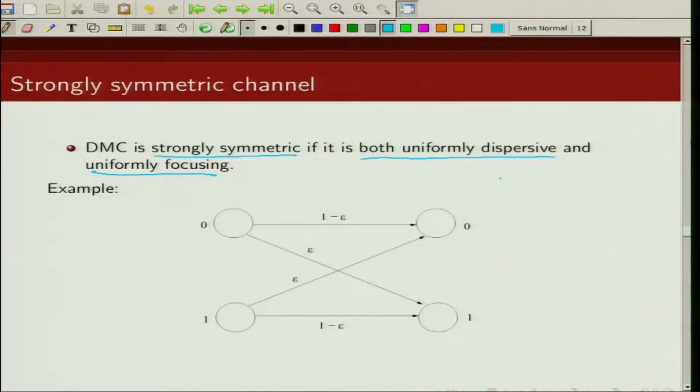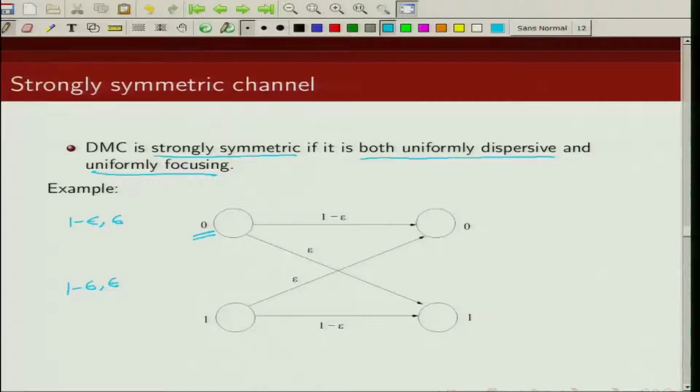I have given an example, let us just check. For it to be uniformly dispersive, we have to look at the transitions leaving an input. What are these transitions? The probabilities are 1 minus epsilon and epsilon. Similarly, here the transition probabilities are 1 minus epsilon and epsilon. Epsilon is typically a small number. If I arrange them in descending order, no matter whether I consider input 0 or 1, the order of these probabilities is the same. So, this is an example of a uniformly dispersive channel.